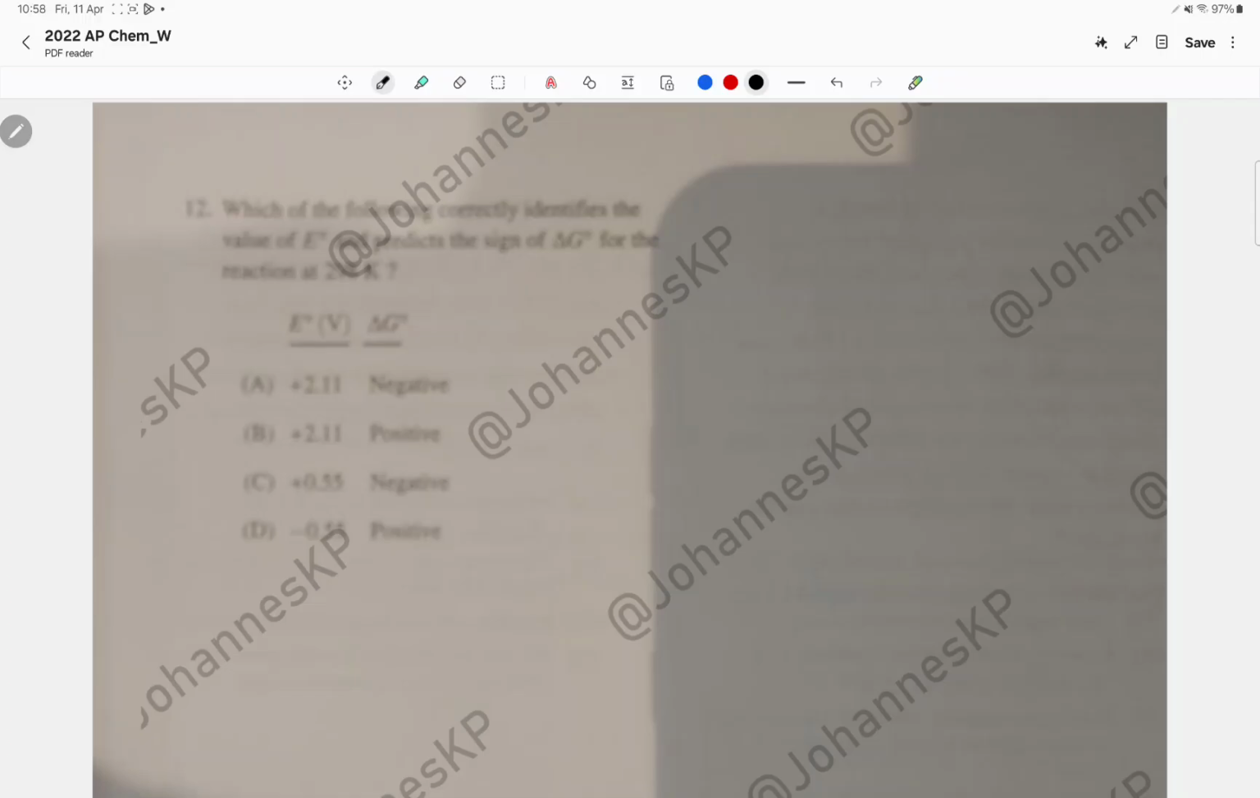Very clear. Okay, which of the following? This is like a test for your eyesight, and is it just me or is it blurry? No, it's perfectly fine. Oh god, it's just me.